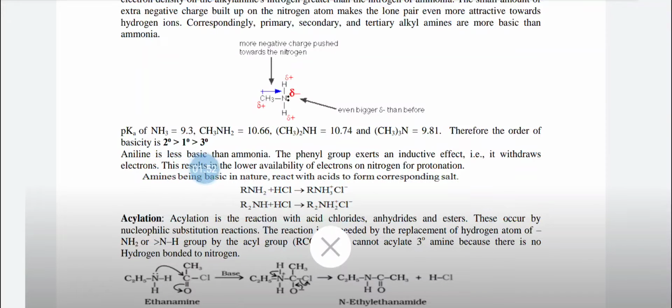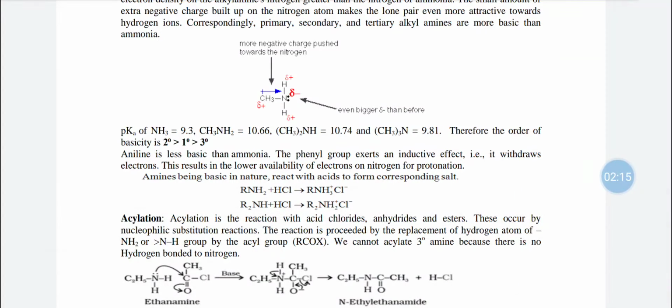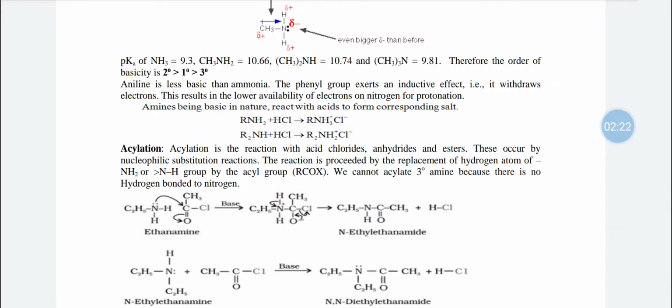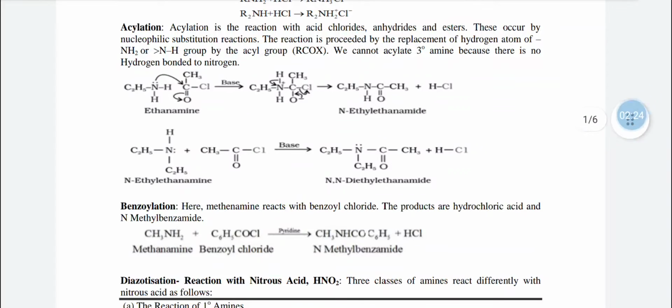Aniline is less basic than ammonia, since the phenyl group exerts an inductive effect which withdraws the electron. Phenyl groups withdraw the electron present in the nitrogen atom, and thus lead to less basicity of aniline. Thus the nitrogen will be less available for protonation. Since the amines are basic, they can react with acid and form the corresponding salts. Let us see the reactions of amines one by one.